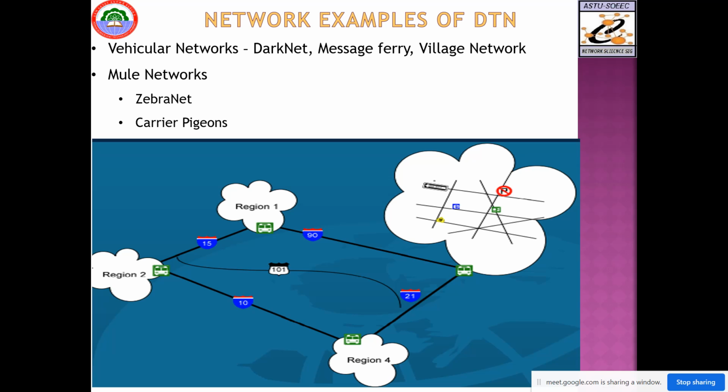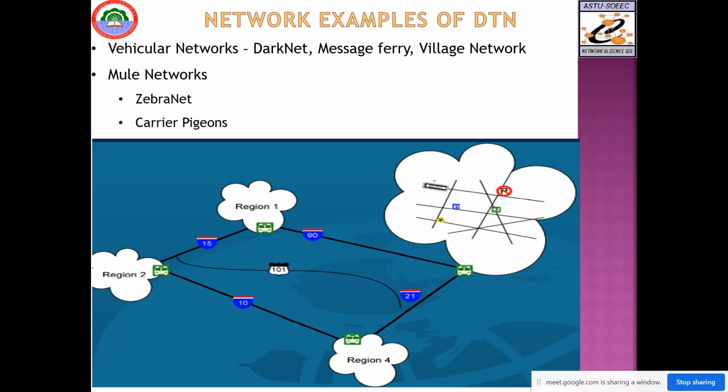Some examples of DTN: we can have the vehicular ad hoc network. In this, the darknet is one example, message ferry is one example, village network is one example. Darknet is a kind of mobile device which is integrated to a vehicle. It will go to one particular region or node, collect the data just like a data mule, and the data will be disseminated to the sink node.